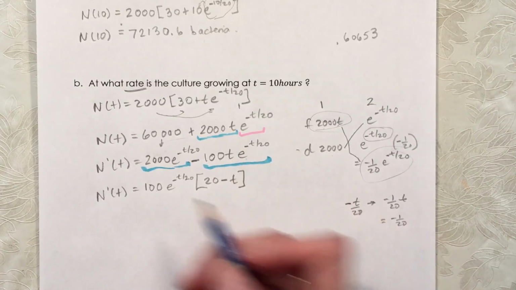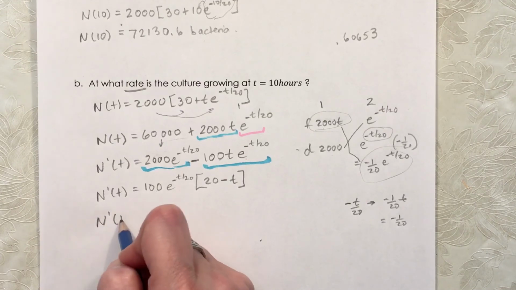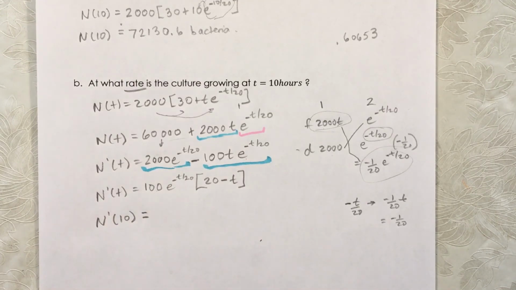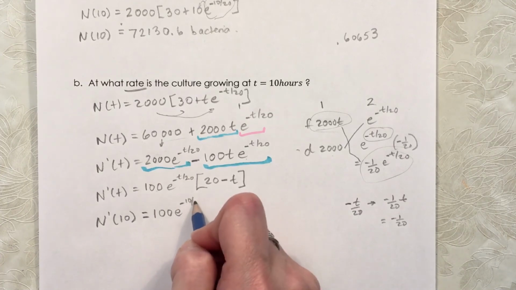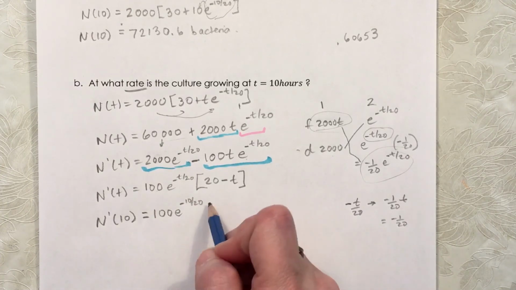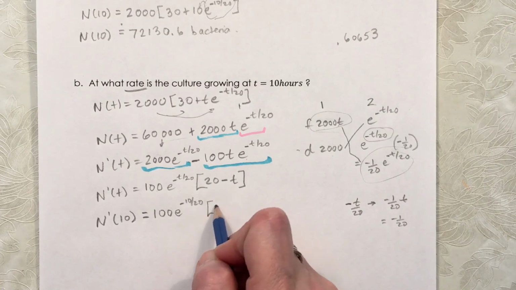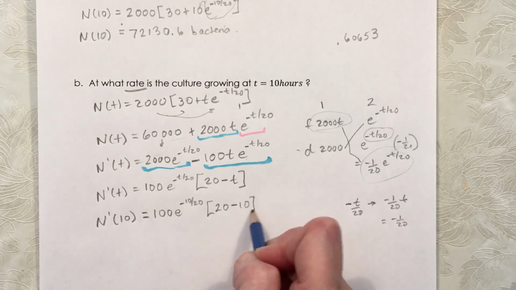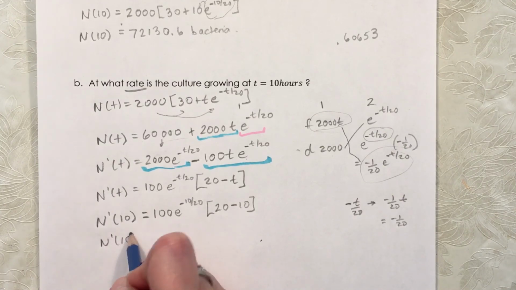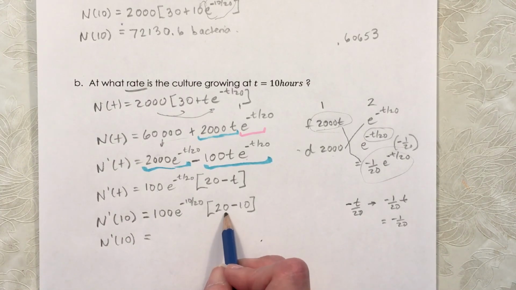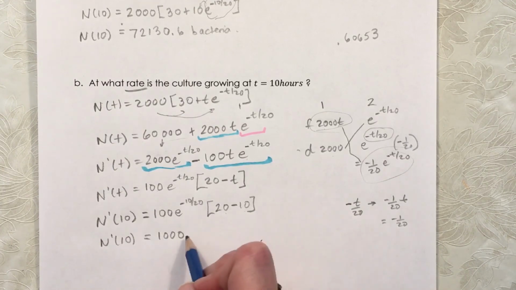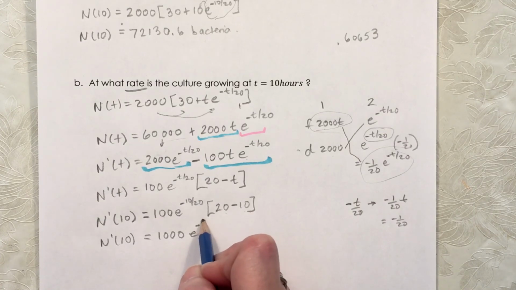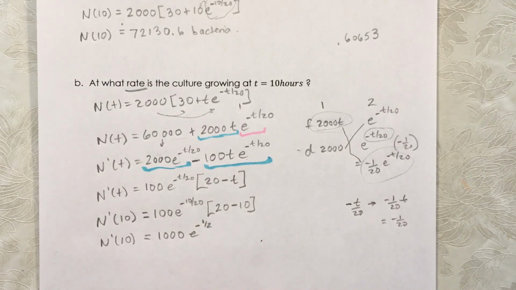And now from here I'm going to find N prime at 10, because I want to find the instantaneous rate at 10 hours. So that's going to be 100 e to the negative 10 over 20, or negative 1/2 if you've spotted that as well, that's fine. It's good actually. Times 20 minus 10. You might want to simplify as much as you can before putting it in your calculator. So 20 minus 10 is 10. 10 times 100 is 1,000. e to the negative 1/2. And then put that into your calculator.